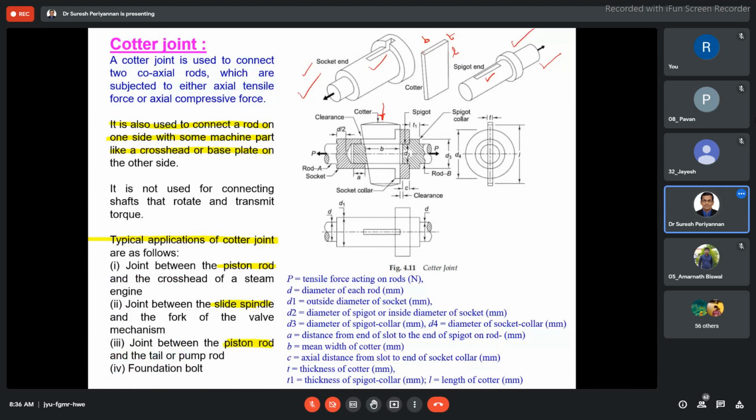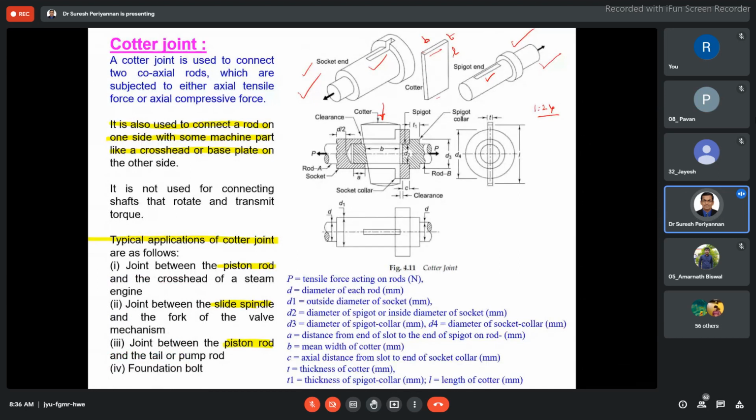Okay. Now, generally for cotter tapering we use 1:24. For example, for a 50 mm cotter length, it may be a 2 mm taper. Here maybe 50 mm, here maybe 49 or 48.5 or 48.